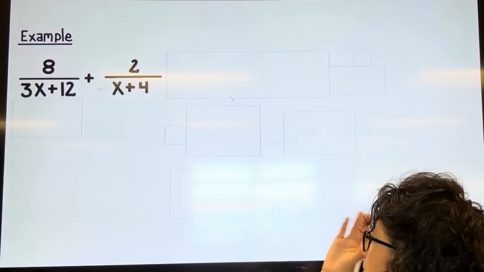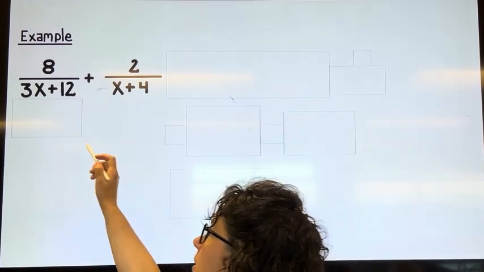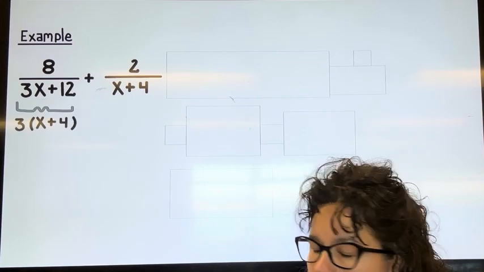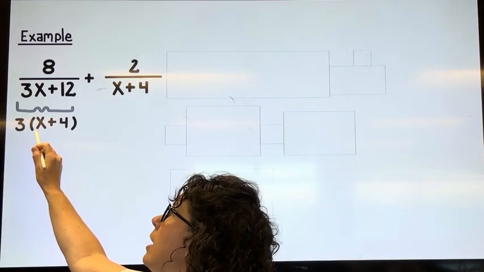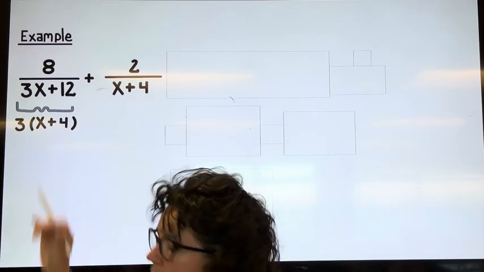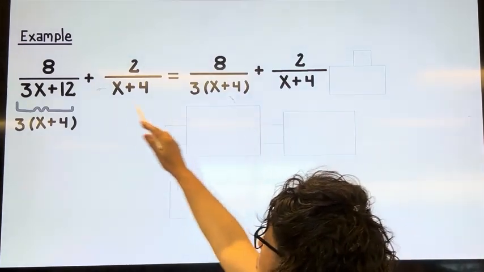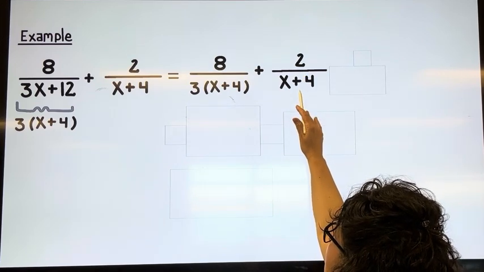This one, once again, we want to look to see what the denominators are made out of. And in this denominator, 3 and 12, there's a 3 in common. So I can take a 3 out. 3 divided by 3 is 1, so we have 1x, and 12 divided by 3 is 4. I'm going to rewrite this with it factored. So I have 8 over 3 times x plus 4 plus 2 over x plus 4.